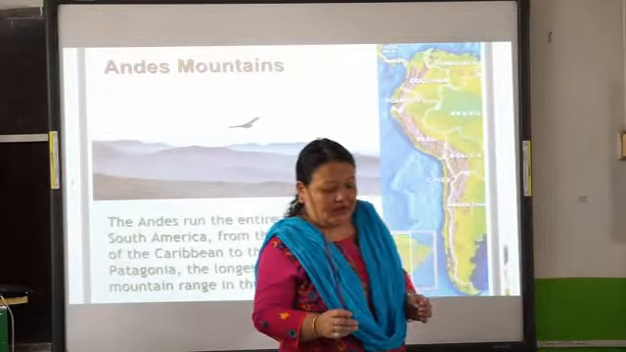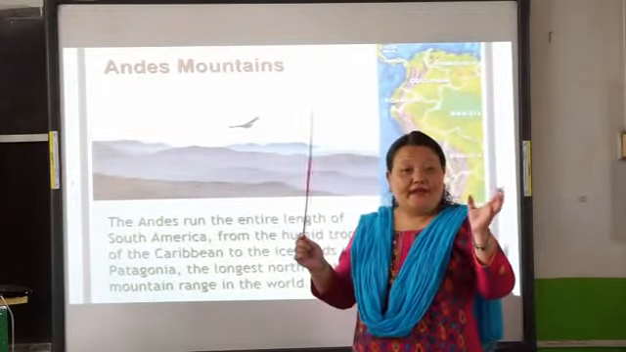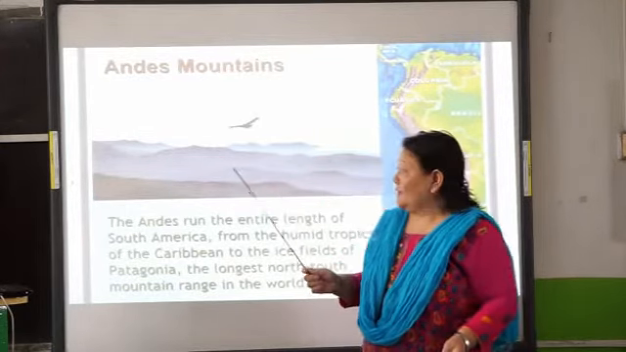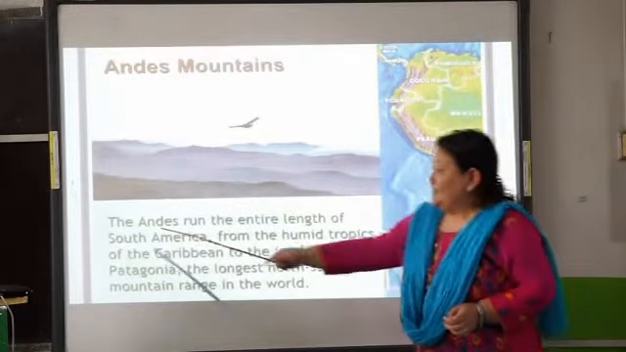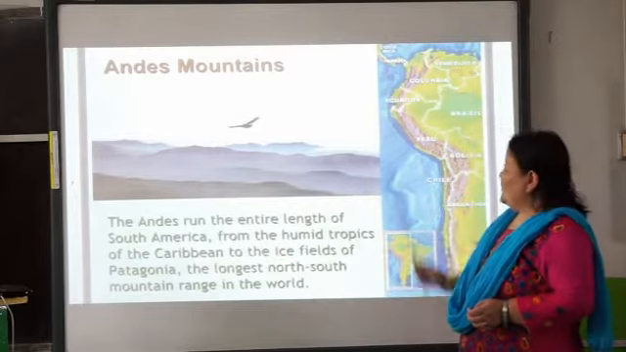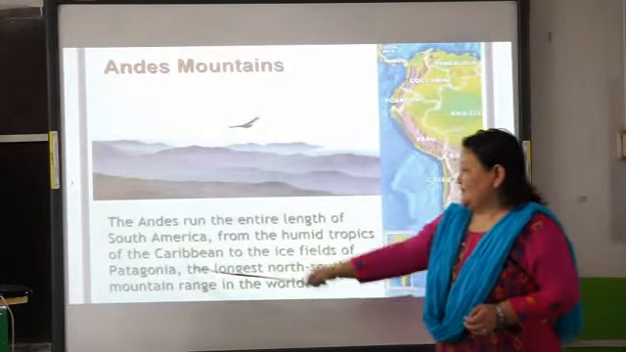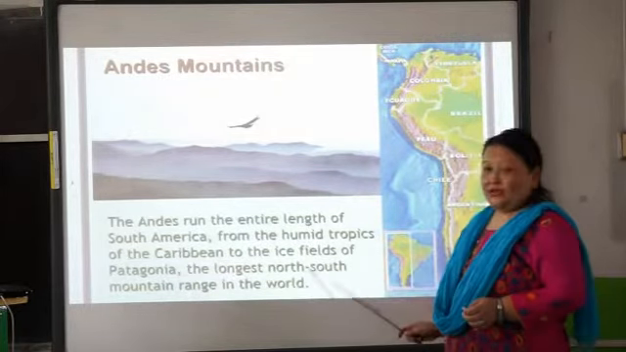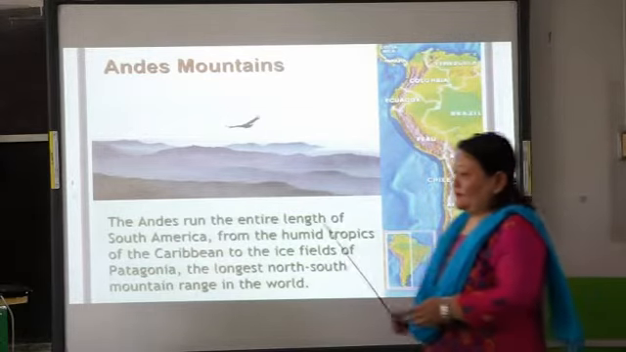Now we move on to the Western mountains. So Western mountains consist of the Andes, which runs right from the north to the south, okay? Now the Andes, this is your Andes, okay? So the Andes run the entire length of South America from the humid tropics of the Caribbean to the ice fields of the Patagonia, the longest north-south mountain range in the world. So it runs right from north to the south.